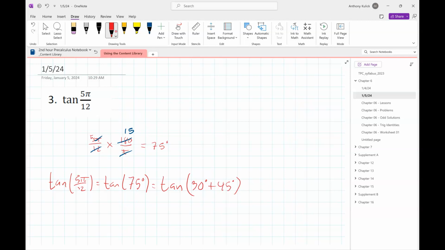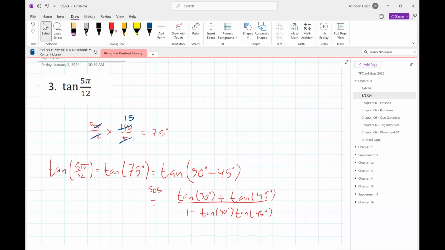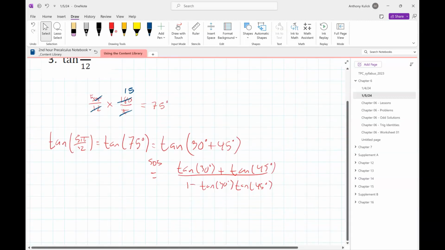Once I've done that, I'm going to flip over to the front side of my identity sheet and locate the angle sum identity for tangent, which is SD5. So that says it will be tan of 30 degrees plus tan of 45 degrees divided by 1 minus tan of 30 degrees times tan of 45 degrees. Once I've gotten that written down, I'm going to flip my identity sheet back over.